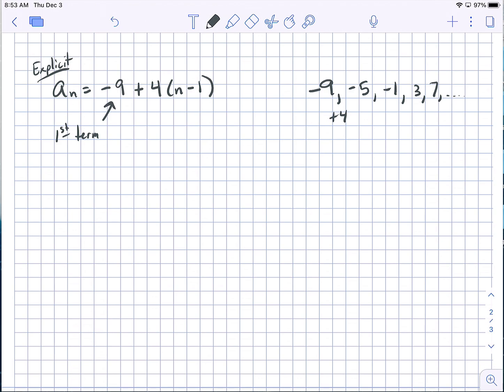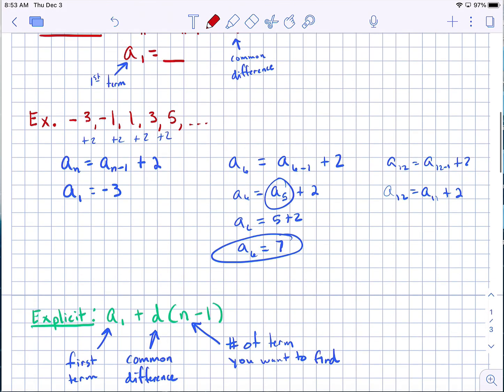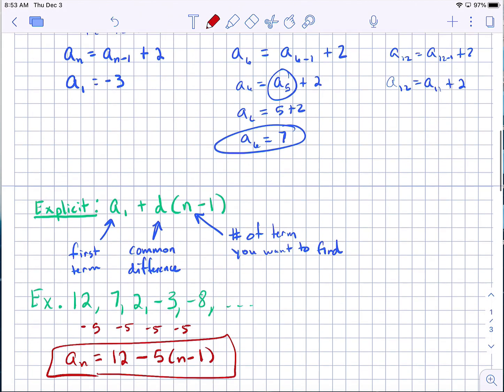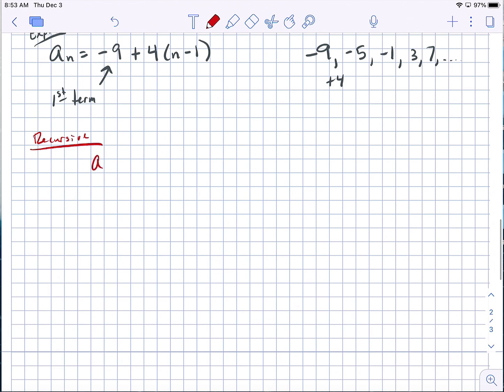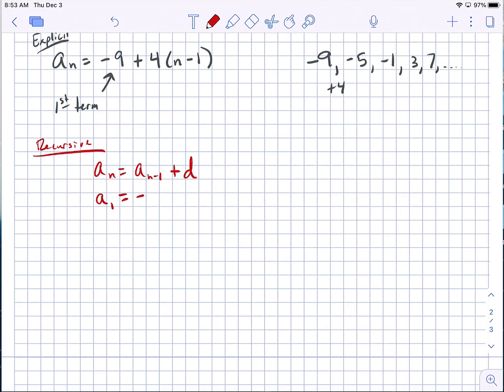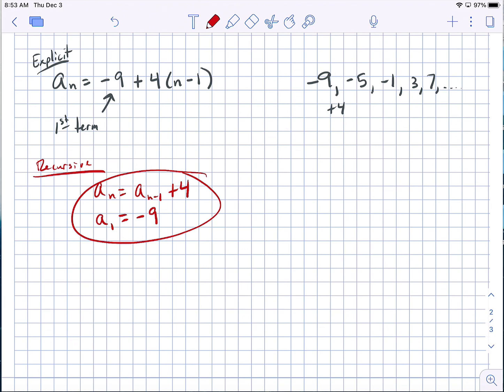And I think they may have asked you to do this in the assignment. Here's an explicit formula that they give us. Let's write the recursive formula. If we go back up to it, there it is: a of n equals a of n minus 1 plus d, and then we have to list the first term. We know the first term is -9, and we know the common difference is 4. So there's the recursive rule. You can go between all three of these pretty quickly just by knowing the first term and the common difference.